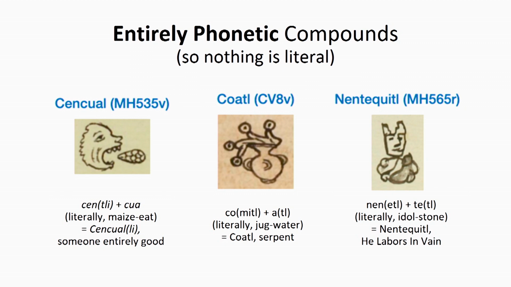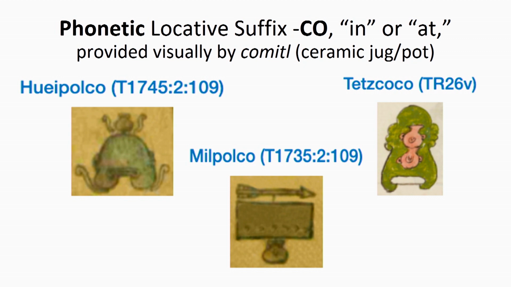I mean, the one on the left, eating maize, is sort of what it looks like. But senquali is someone who's entirely good. So that's so different from eating maize. Just to say that person is entirely good, you're not saying that person likes to eat corn. So you just have to know. In some cases, it takes time to figure these out.